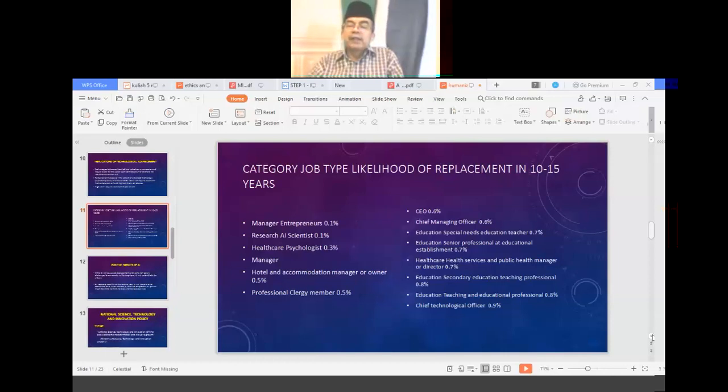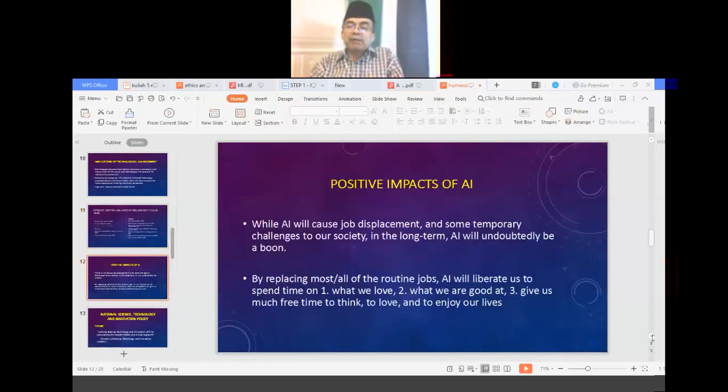So what are the positive impact of artificial intelligence? There are some cause of that cause job displacement. I have mentioned already. Some temporary challenges to our society. AI will undoubtedly be a boon, meaning everybody have no choice but to join the artificial intelligence field, and then have to follow IR 4.0.